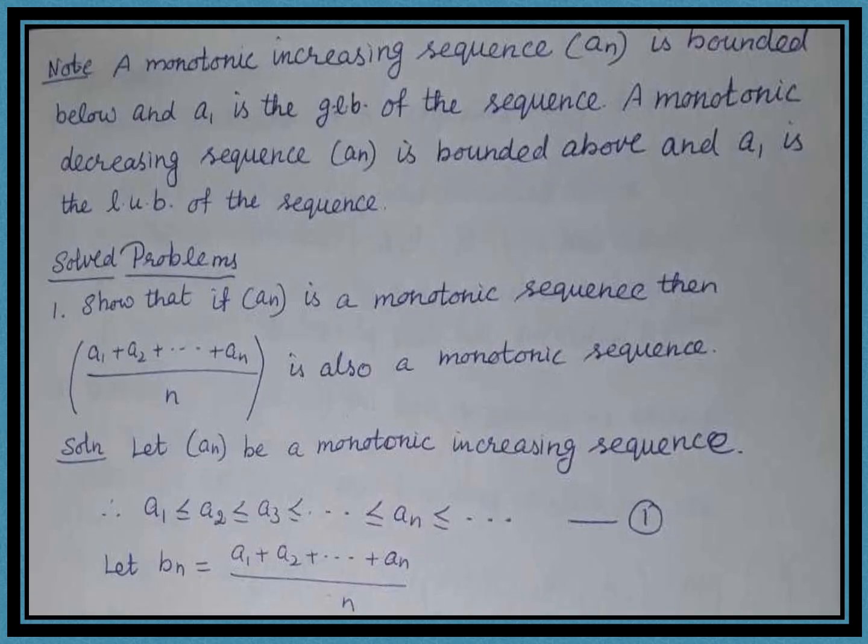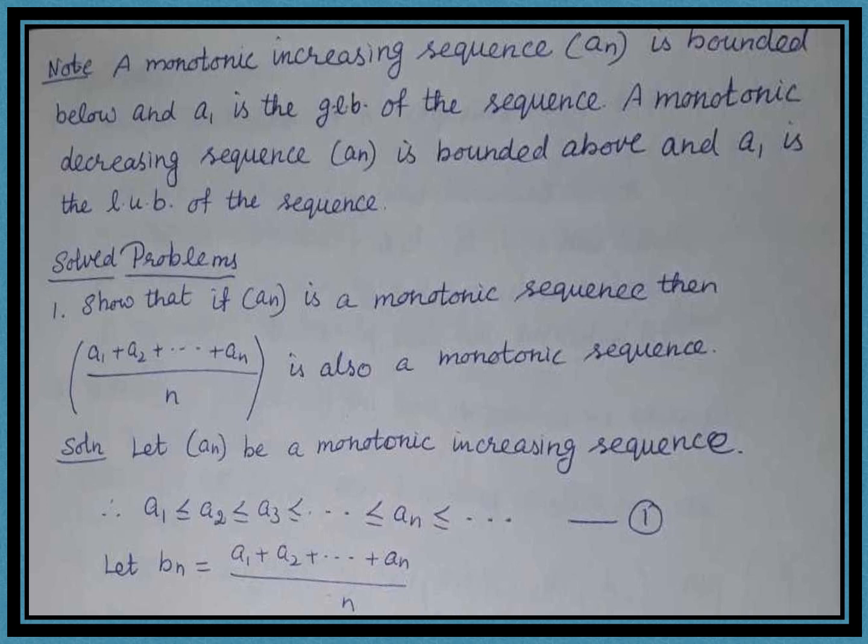It should be noted that if the sequence an is a monotonic increasing sequence, we will have a1 less than or equal to a2 less than or equal to etc. So the smallest term in the sequence will be a1. Therefore, it is bounded below, and we can conclude that a1 is the greatest lower bound of the sequence. Similarly, a monotonic decreasing sequence an is bounded above and a1 is the least upper bound of the sequence. Now let us see the solved problem.